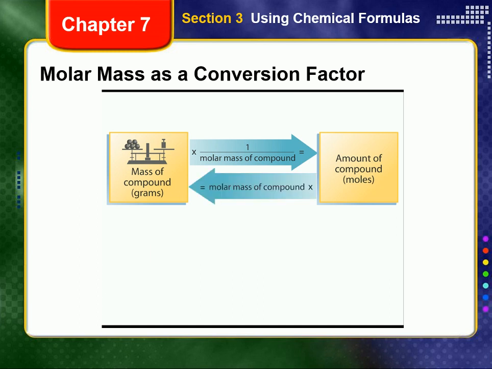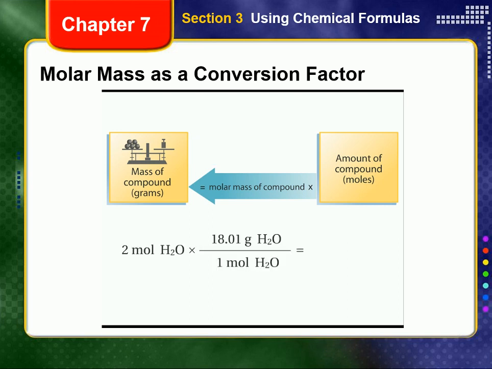To convert from amount in moles to mass in grams, multiply by the molar mass of the compound. For example, to find the number of grams of water in 2 moles of water, we multiply by the molar mass of water. We see that the units cancel to give us grams. 2 moles of water have a mass of 36.02 grams.